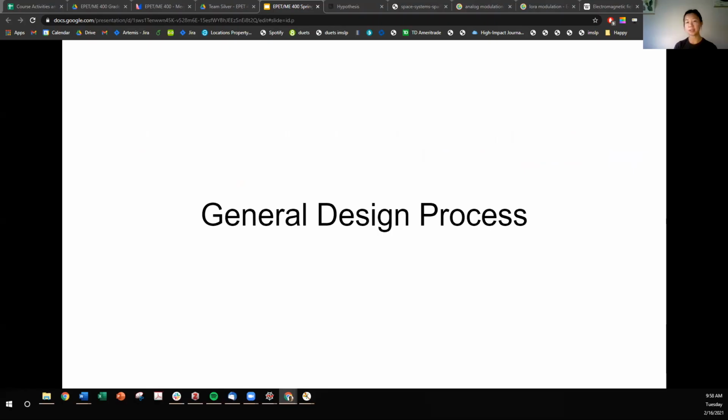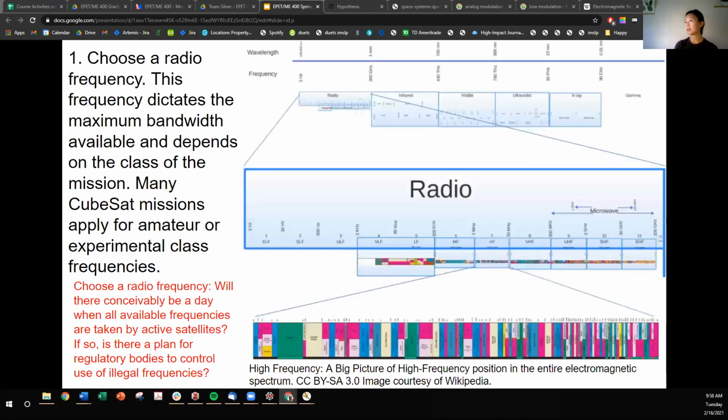All right, general design process. So step 1, choose a radio frequency. This frequency dictates the maximum bandwidth available and depends on the class of the mission. Many CubeSat missions apply for amateur or experimental class frequencies.